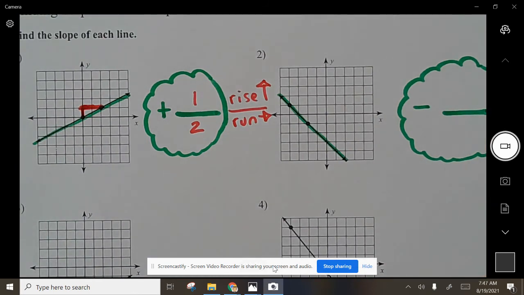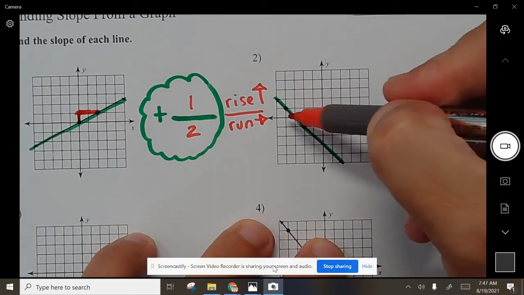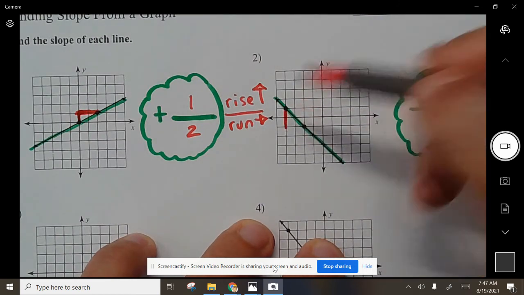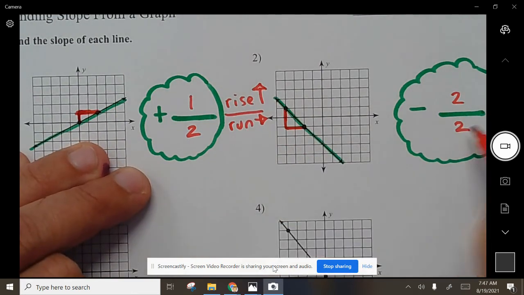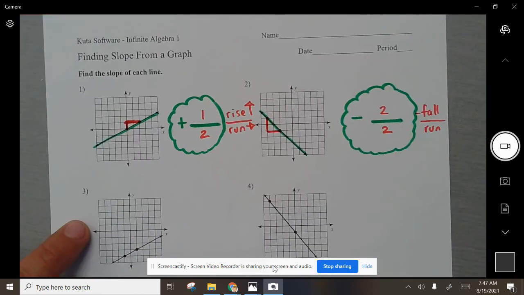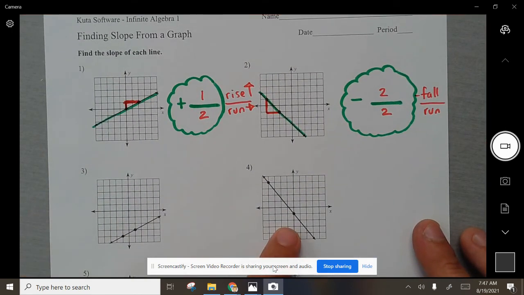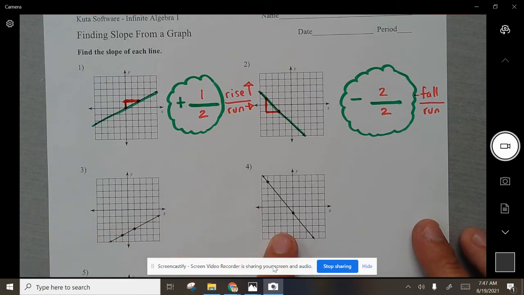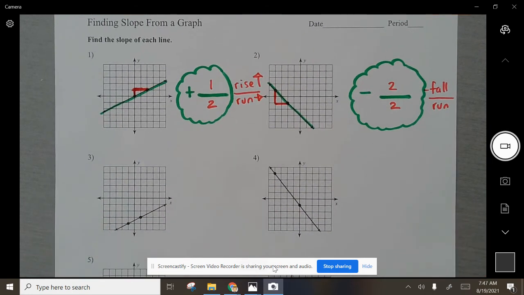So now let's go ahead and talk about this. Instead of this one, we're going to fall and run. Fall means negative. We're going to fall. What are we going to fall? Falling 2 and running 2. Okay? So those are the first two answers. As you keep going through this, you can check your answers. The sub can go over this with you guys a little bit too as we keep going.